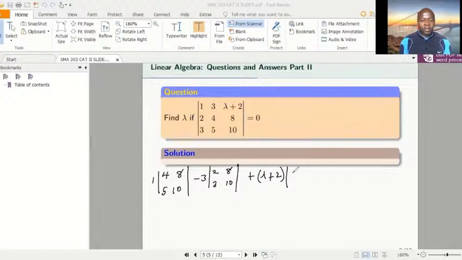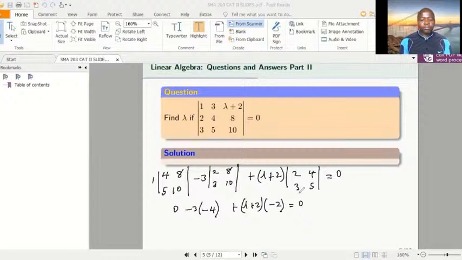Now, the first one here is 40 minus 40, which is 0. And this is 20 minus 24, that is negative 4. Then plus lambda plus 2 into 10 minus 12, which is negative 2.